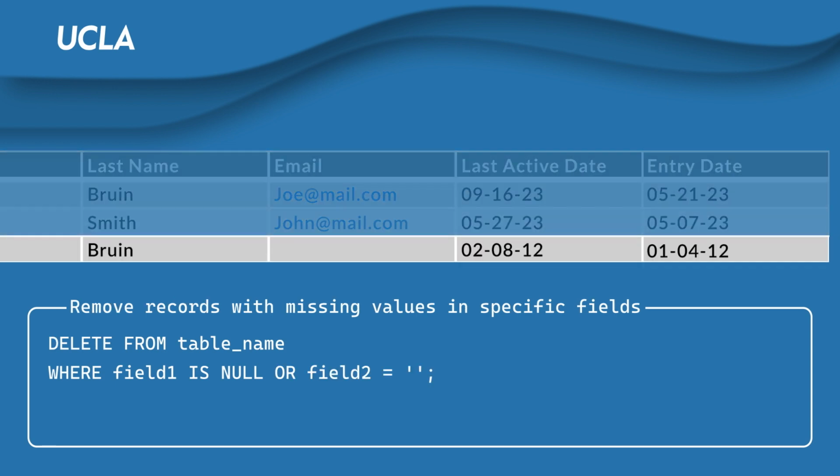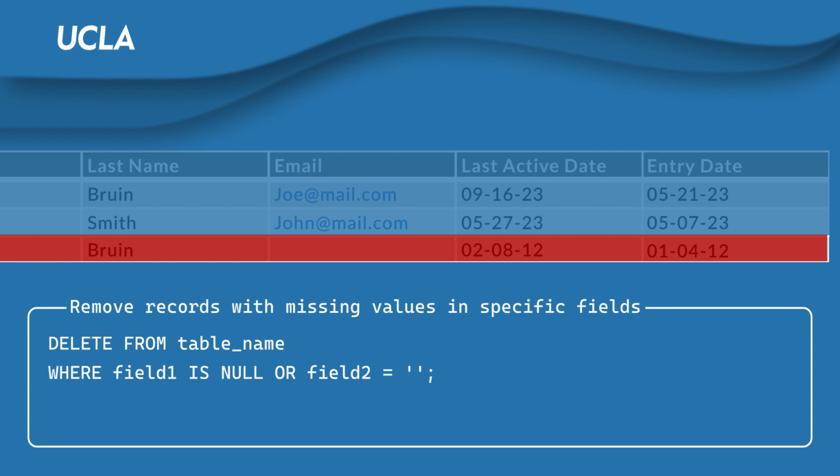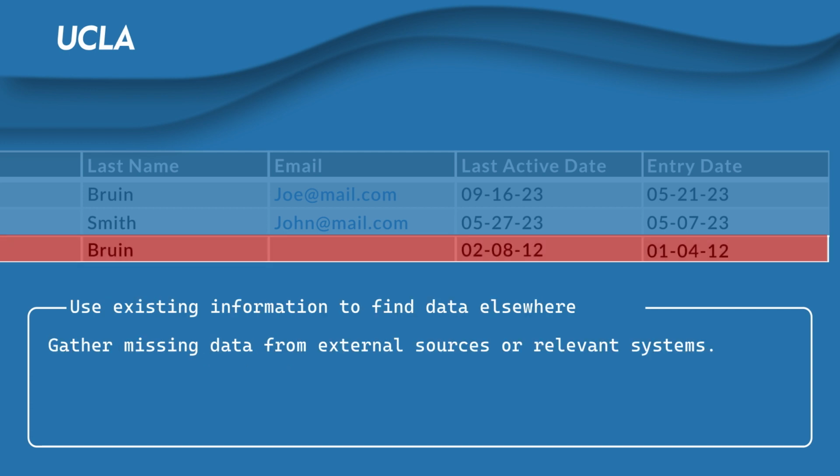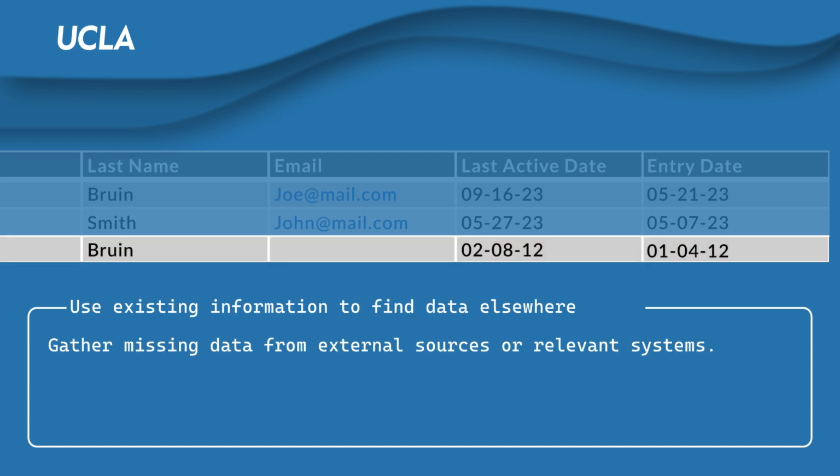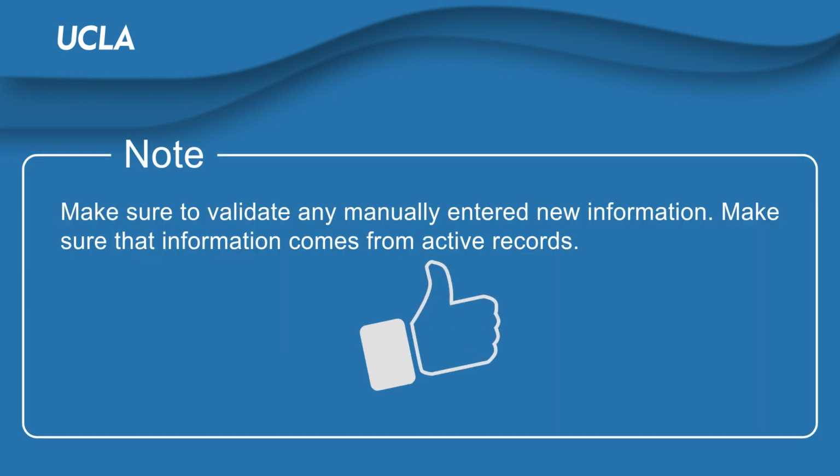After identifying the row, you can resolve this record by deleting it entirely. Or you can complete this section using any contact information that is available, or use another source system to update it manually. Note, make sure to validate that the new information comes from active users and accounts to avoid creating the next data entry issue on our list.